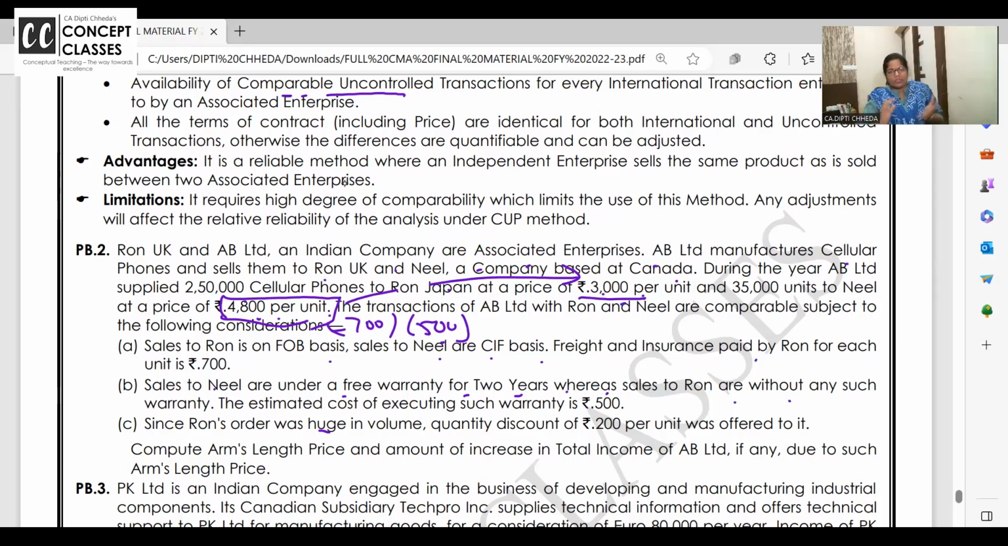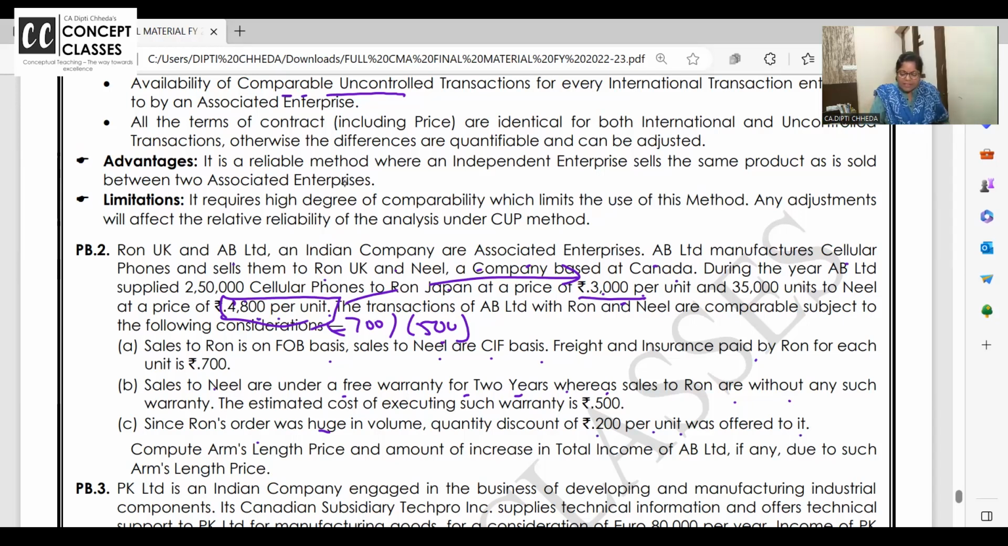You can take a screenshot of this problem. Pause the video, take a screenshot, write the data and solve it. I'm going to take good quality problems. There are more than 35 problems, but out of that 5 to 7 which are very important I'll discuss now. Next, since RON's order was huge, we sold 250,000 pieces to the sister concern, to others only 3,000. RON's order was huge, so a quantity discount of 200 per unit was offered to it.